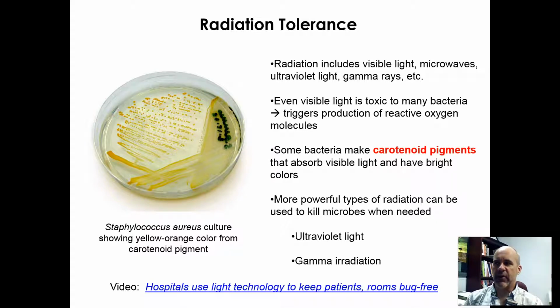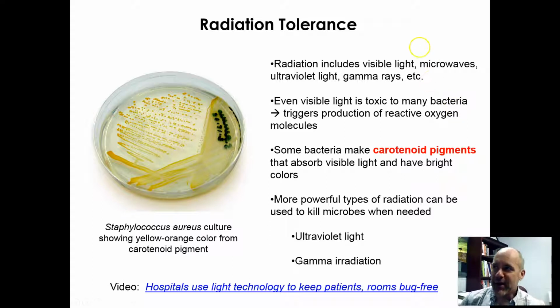Radiation tolerance is another physical factor that can influence growth. I mentioned in the first clip for this chapter that radiation includes any type of energy that travels in a ray or a wave. That includes visible light, microwaves, UV light, ultraviolet light from the sun, and gamma rays. Those are really high energy rays that we associate with dangerous types of radiation.